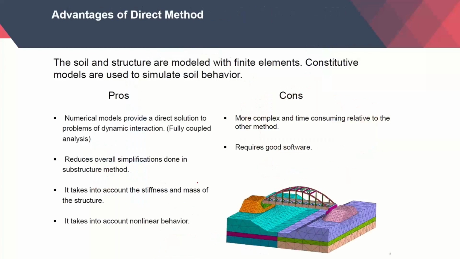Finally, the advantages of the direct method. There will be some pros and some cons, just like every other methodology used. So the pros are, for a fully coupled analysis, you will get a direct result. You can also take things like groundwater into account. It reduces the overall simplifications or assumptions done to the model. The more you simplify or assume a field behavior, the more likely you are to get negative results. So redundancy is avoided here. And plus it takes into account the nonlinear behavior of the structures as well as the soil.